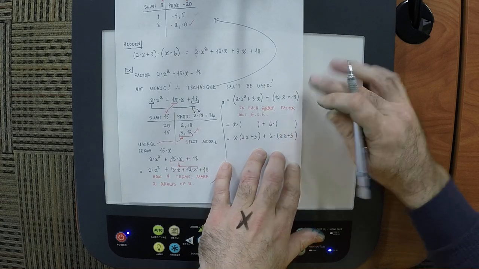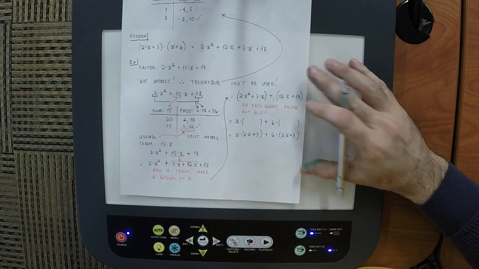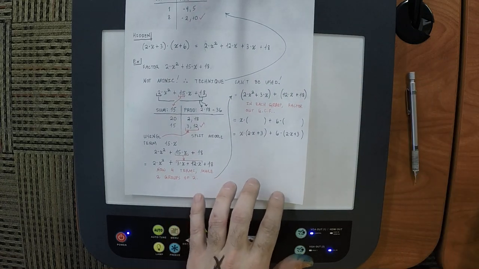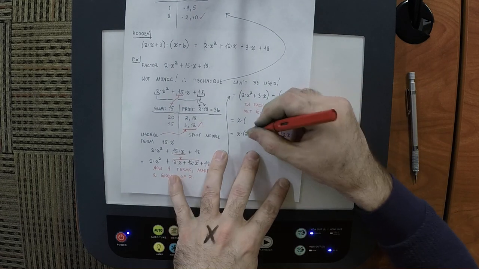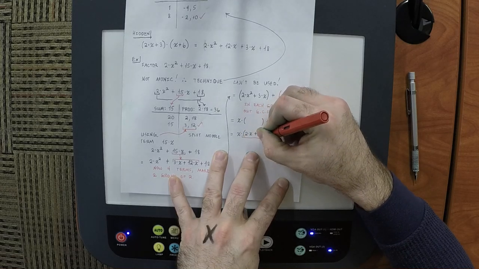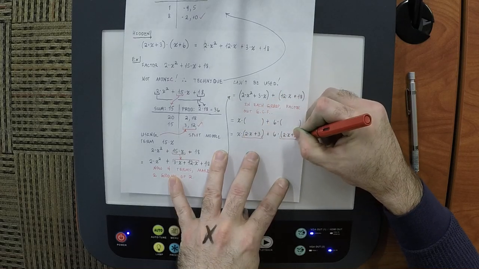Wow, something interesting and notable has occurred. What? They're the same, right? These are the same.